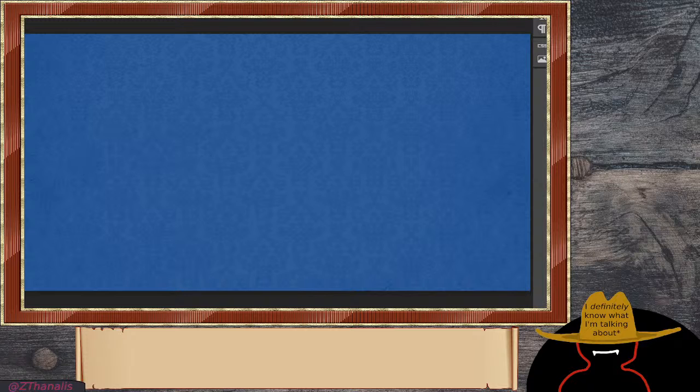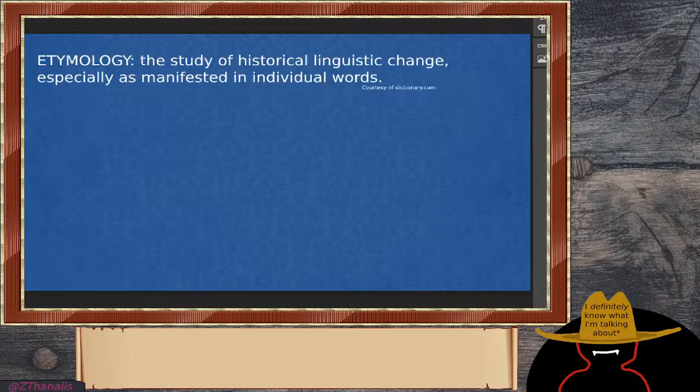This is the definition of etymology as given by dictionary.com. The study of historical linguistic change, especially as manifested in individual words. Basically, what did words mean in the past and how did they get to where they are now?